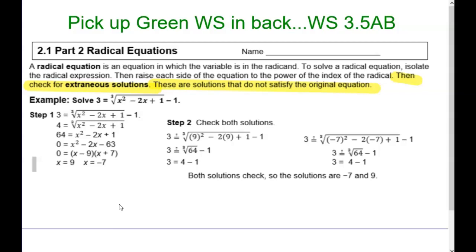It says a radical equation is an equation in which the variable is in a radicand or a radical. To solve a radical equation, you isolate the radical expression, if you can, okay? Then you raise each side of the equation to the power of the index of the radical. So if it was a fourth root, you'd raise each side to the fourth power. Then check for extraneous solutions.